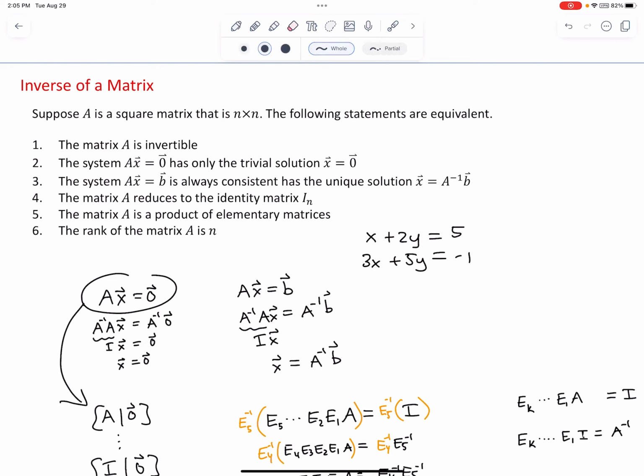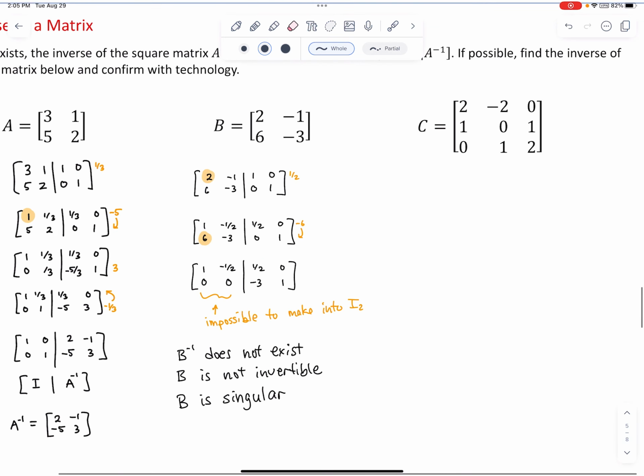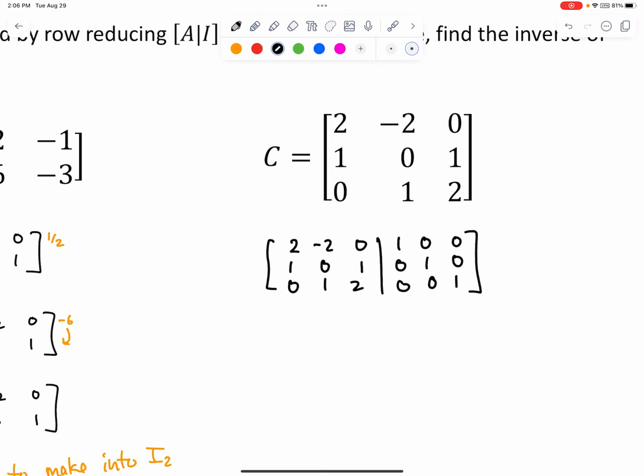It's singular. All right, so this collection of statements is very powerful. If you can prove one of them is false, you can conclude that all of them are false. And if you can prove that any one of them is true, you can conclude that all of them are true. And now let's look at matrix C, a 3 by 3. Let's try to put this in reduced row echelon form in such a way that we see I3 over here. We're trying to get I3 on that side. If we can, then C is invertible. If we can't, then it's not invertible.